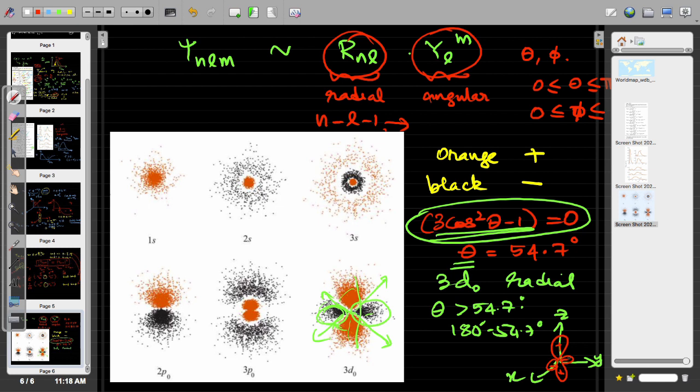I hope this was enough for you to understand and appreciate how orbitals are drawn and why you end up using these orbitals in different theories.